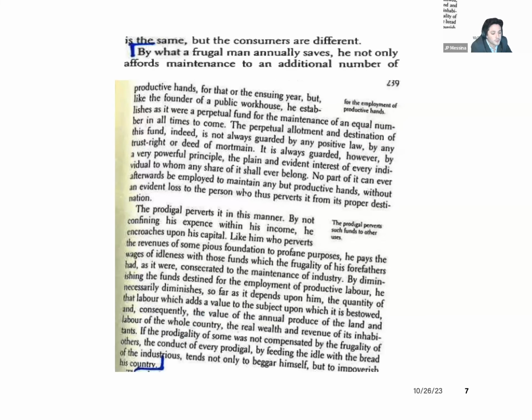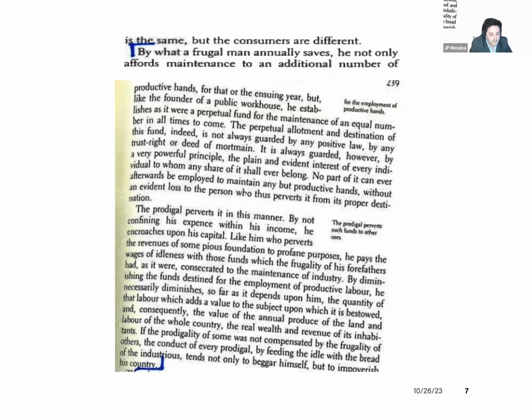On Smith's telling, the virtue of frugality is opposed to the vice of prodigality. Whereas the first tends to benefit everyone, the second can impoverish entire countries. If the prodigality of some, he writes, was not compensated by the frugality of others, the conduct of every prodigal, by feeding the idle with the bread of the industrious, tends not only to beggar himself, but to impoverish his country.